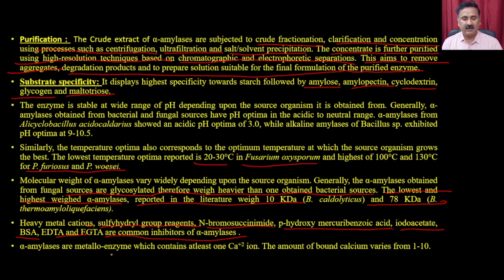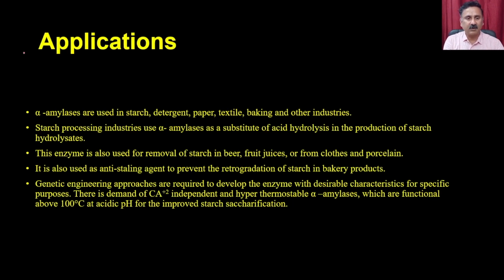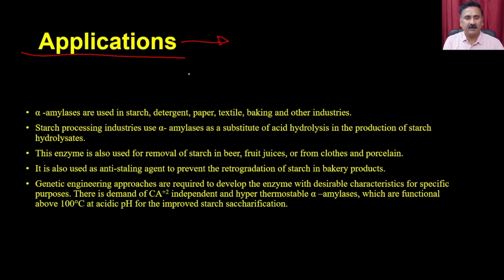Alpha amylases are metalloenzymes which contain at least one calcium ion, and the amount of bound calcium varies from 1 to 10. Then what are the applications of the alpha amylase? One role is in the brewing industry, where it is going to make the sugar soluble, and it is going to extract the sugar from the barley and other kinds of malt products, so that the fermentation is going to be better.